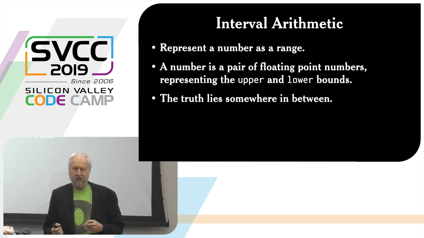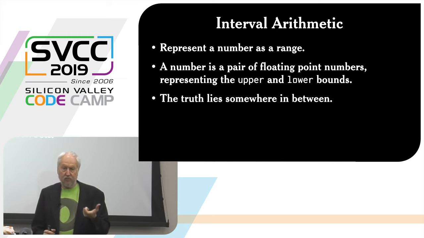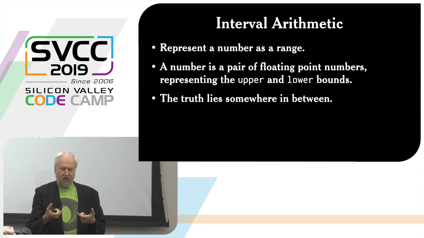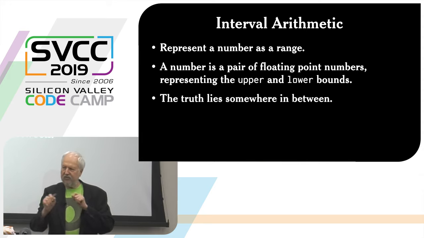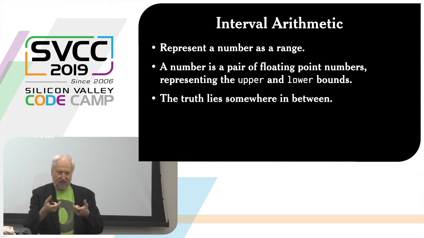The idea is that instead of trying to represent a number as a single number, because we already saw that doesn't exactly work, we represent it as two numbers. And that gives us a range. We know that it's no more than this one, but no less than that one. And so it's somewhere in there. So if we can't exactly represent a number, we'll represent the range. It's somewhere in there.